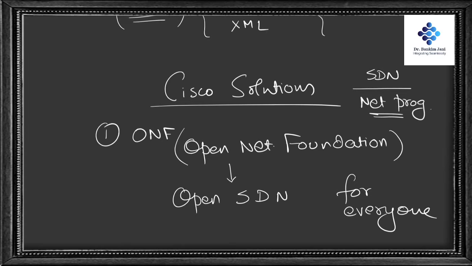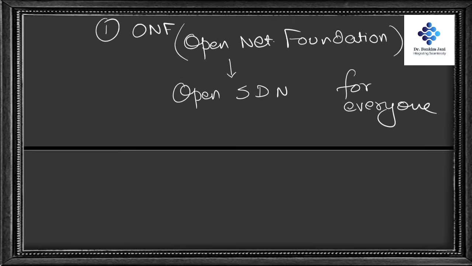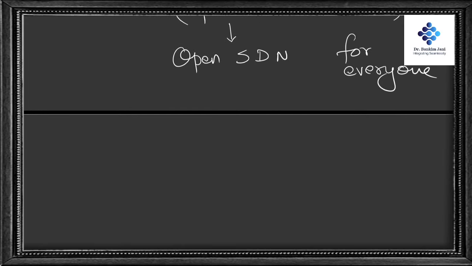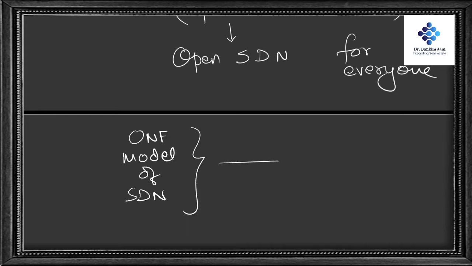And the name of their controller. Now you know that when we say name of their controller, that means it is a piece of software, right? So it was the ONF model of software defined networks, and the name of their controller was OpenFlow. So OpenFlow will be taking care of all the features.